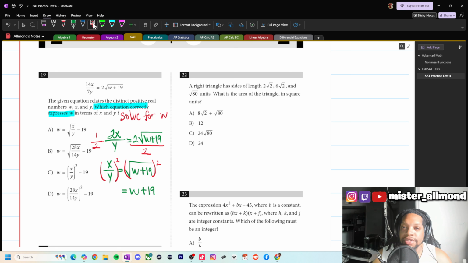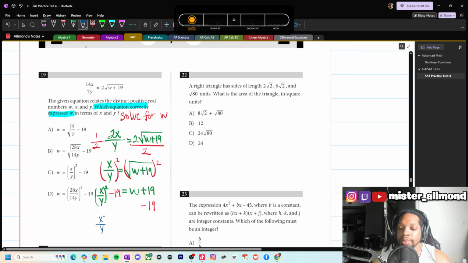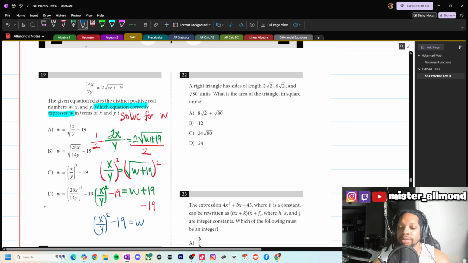So the left side is x over y, all of that squared, and then I've got a minus 19. So I'll show my work. Boom. And then from there, I've got a minus 19 on both sides. So x over y squared minus 19 equals w. Ooh, that was sloppy. Hold up. All right, whoever got D, I got D as well.